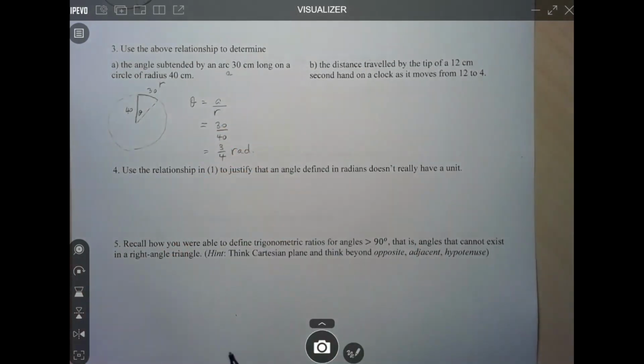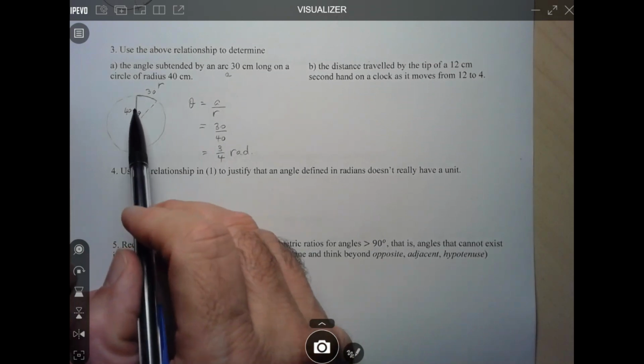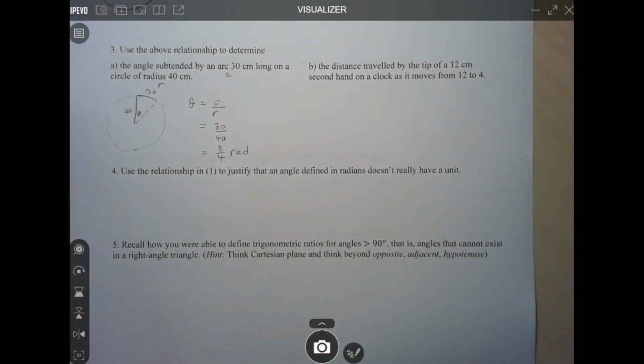Okay, remember a radian's quite big. So remember it's about 57.5 degrees. So not surprising that it's a fairly big angle. Okay, so here's one we would use it. And let's take a look at this one here.